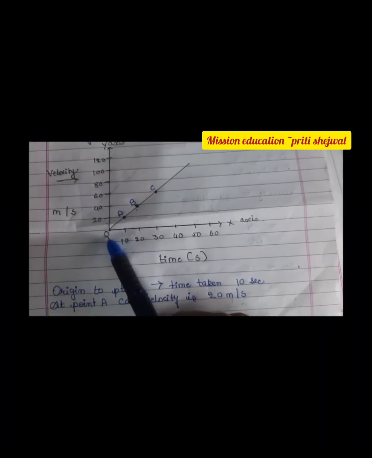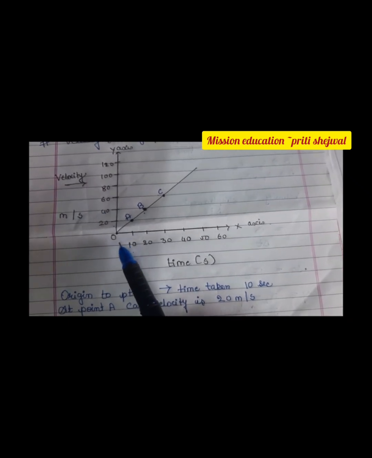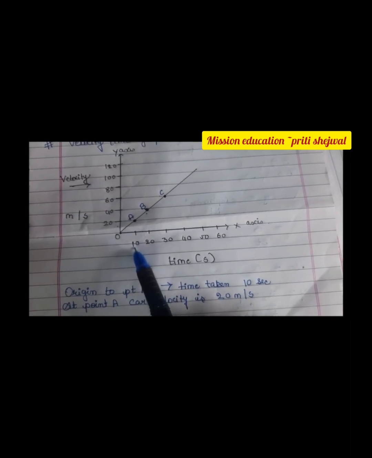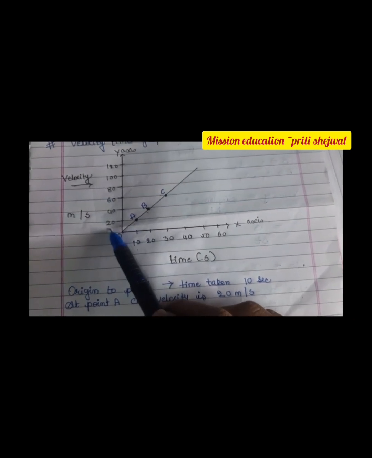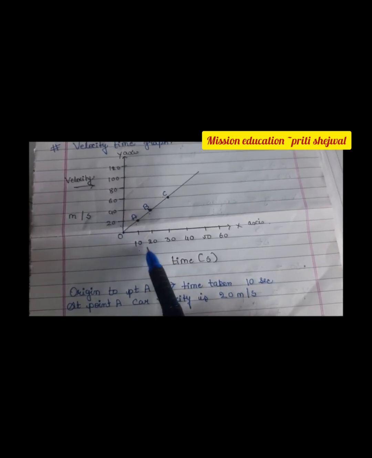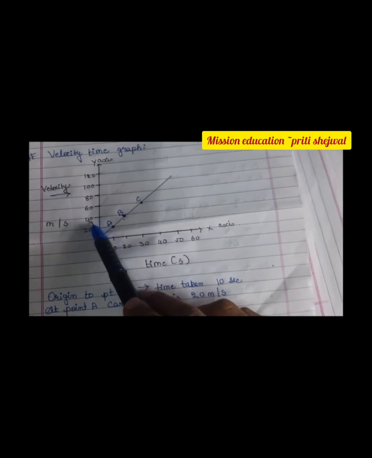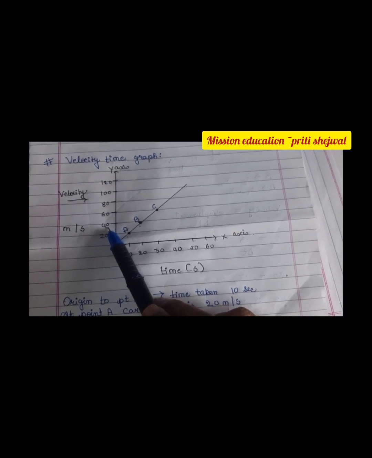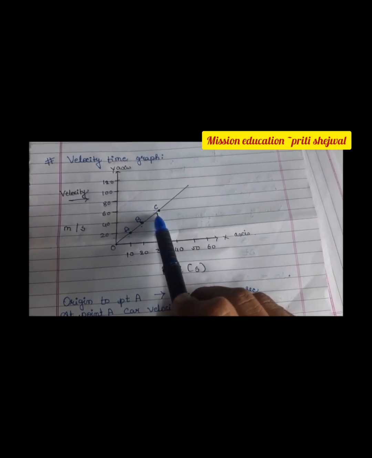The car started from the origin, time was 0 and velocity was also 0. Then after 10 seconds, the car reached point A. At that time the velocity was 20 meters per second. Again after 10 seconds, the velocity changed at point B. That is, it becomes 40 meters per second. Again after 10 seconds, the velocity changed, that is 60 meters per second at point C.